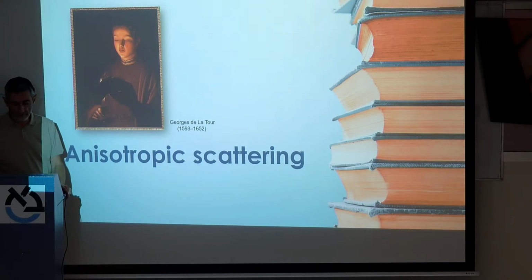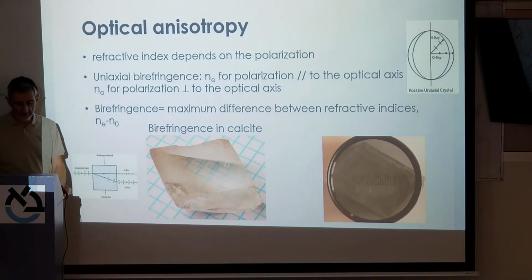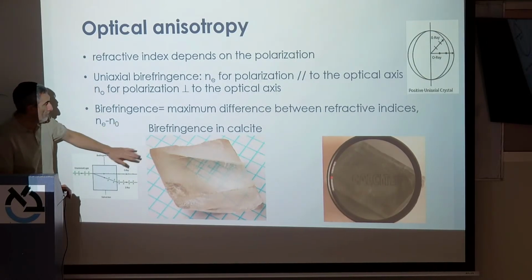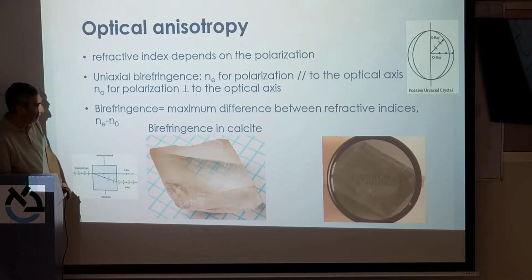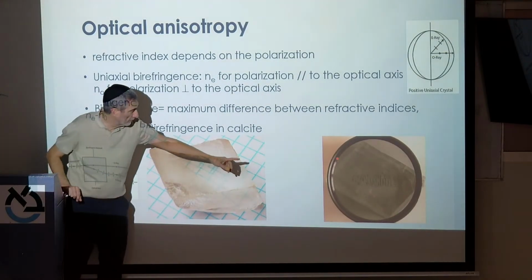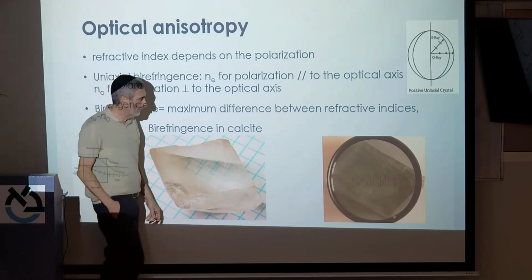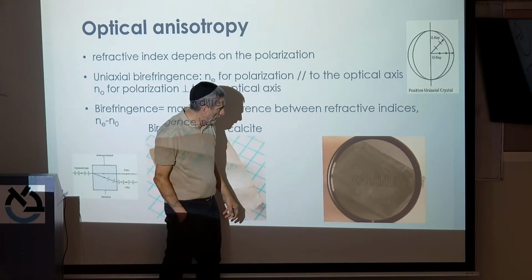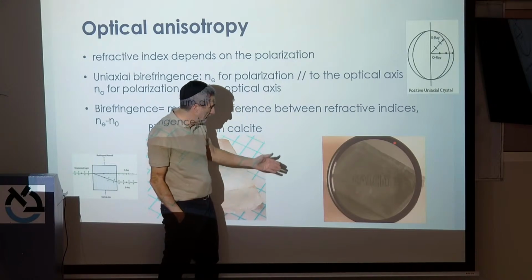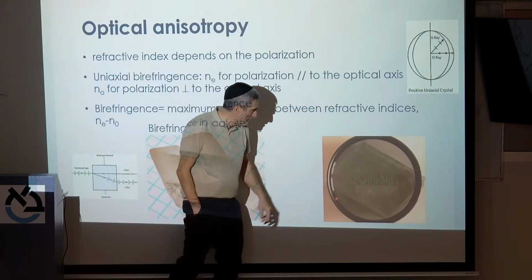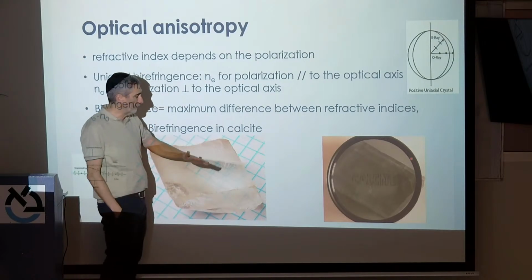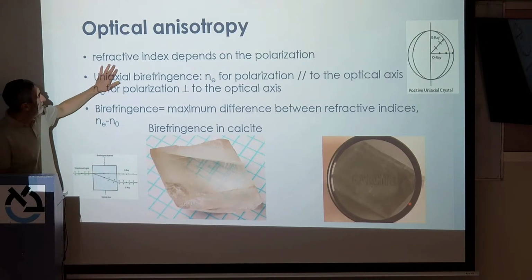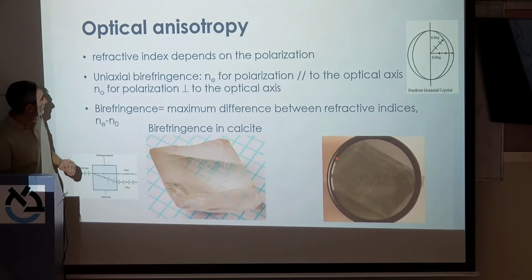So what type of anisotropic medium can we have? For instance, optical anisotropy can be found in birefringent material. You see here, this is calcite. You see that when you turn a polarizer in front of the calcite, and behind the calcite is written the name, it moves, because it depends on polarization. So the refractive index depends on the polarization.